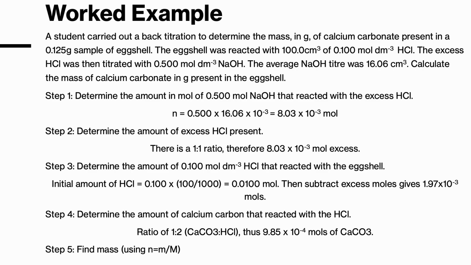In step 4, we need to determine the amount of calcium carbonate that reacted with the HCl. In the equation there is a ratio of 1 to 2 of calcium carbonate to HCl. Therefore, we have half the amount of calcium carbonate as we do HCl. So therefore we have 9.85 times 10 to the power of negative 4 moles of calcium carbonate. We can then use these moles in a calculation to find the mass in grams using the molar mass.